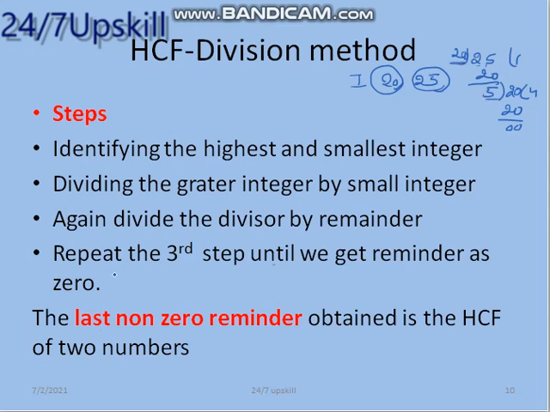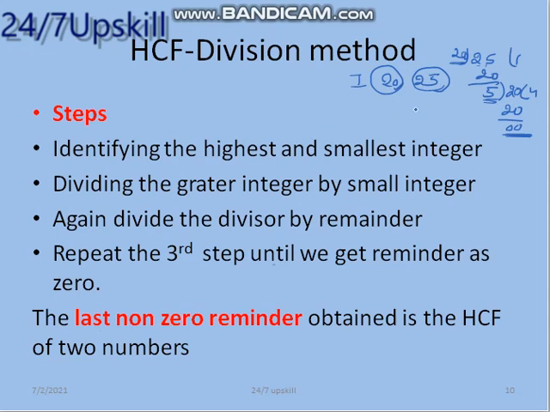Then the last step is, suppose I have not got 0 as a remainder, I have to continue step 3, that is dividing the divisor by the remainder until I get the remainder as 0. And the HCF in this method is the last non-zero remainder. See, the last remainder is 0, so the last non-zero remainder is 5. Therefore, we can say the HCF of 20 and 25 is 5. So this is how we calculate the HCF under the division method.